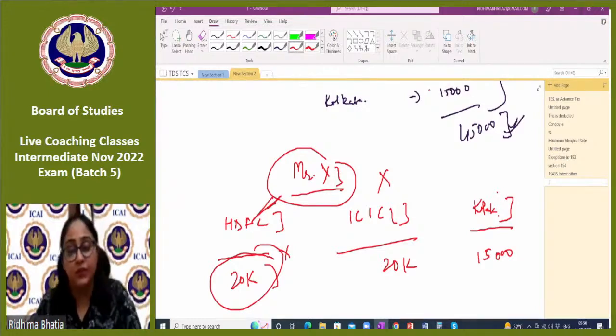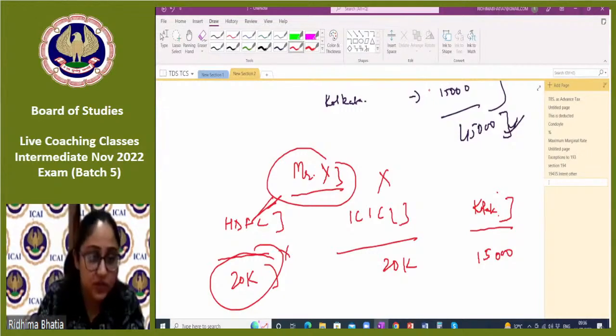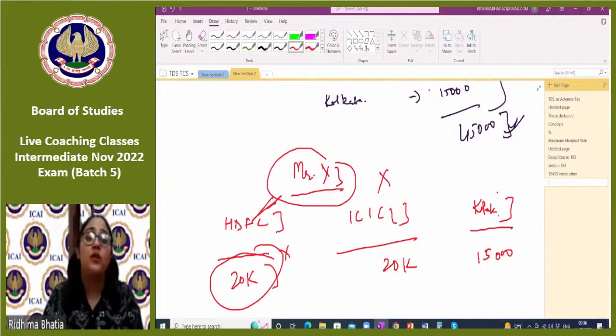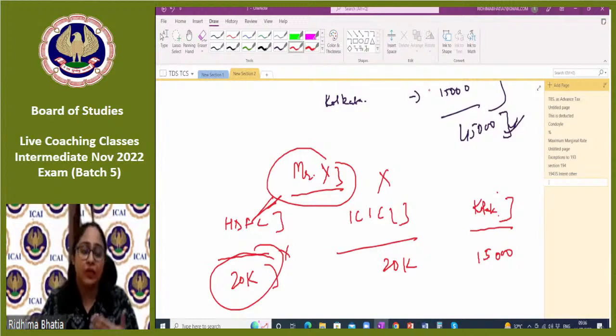I hope you understood. This was the first time; maybe many of you have only heard the word TDS. I hope you understood the concept of what TDS actually is, why it is there in the system, who is the deductor, who is the deductee, who is the payer, who is the payee, when the TDS has to be deducted, at what rate, and the whole mechanism for TDS. I hope everything is clear.